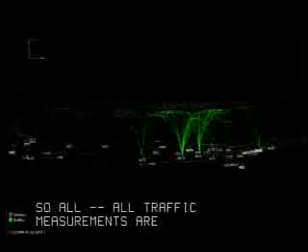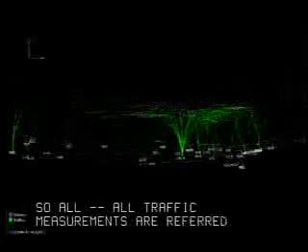This is a holdout from the British days where time really is in England, so all traffic measurements are referred to Greenwich Mean Time. So that's why this odd thing about the movie starting at 7 p.m. and ending at 7 p.m. the next day. Can I have the animation, please?